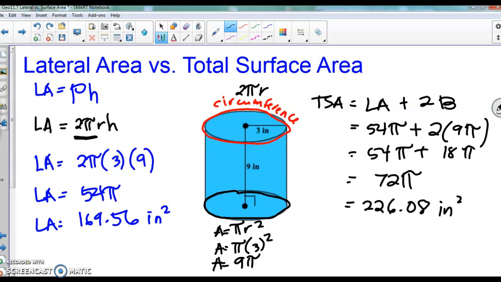Alright, so those are examples of how to find the lateral and surface areas of prisms and cylinders. Remember the formula, ph for LA and LA plus 2B for TSA.